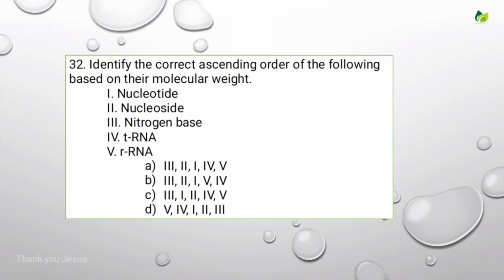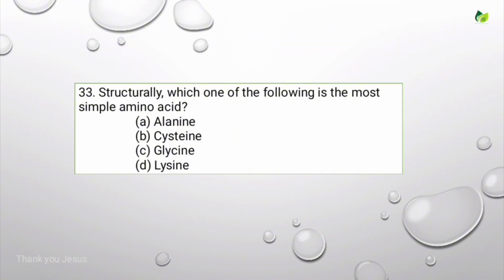Identify the correct ascending order of the following based on their molecular weight. Options are nucleotide, nucleoside, nitrogen base, tRNA, rRNA. So you have to place them in the correct order according to their molecular weight. For this, the correct answer is nitrogen base, and then nucleoside, and then nucleotide, and then tRNA, and then rRNA. Let's see the next question.